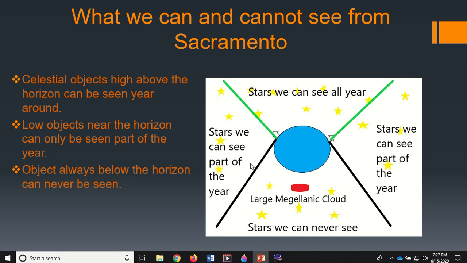Now, these are stars we can't see all year round. We can see them sometimes, okay? But the sun gets in the way. And then these are also stars we can see part of the year, but not all year round. Even though we're spinning on our axis, part of the year the sun's over here. Remember, we're orbiting around the sun. The Large Magellanic Cloud is down here. Okay, we never see that. These are stars we can never see.